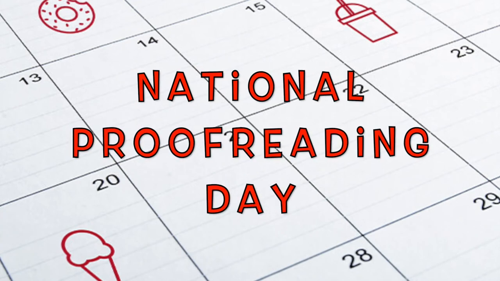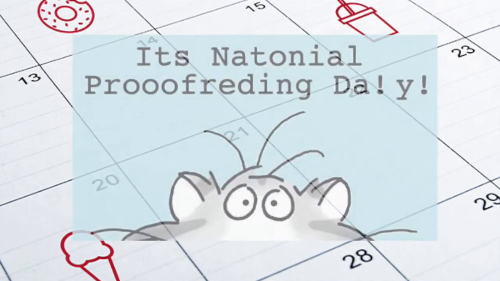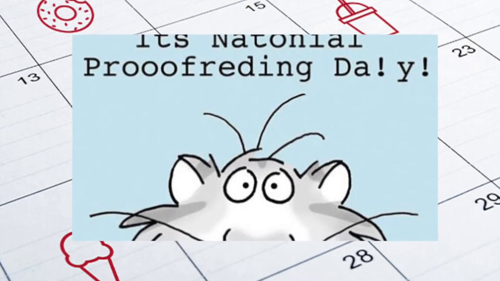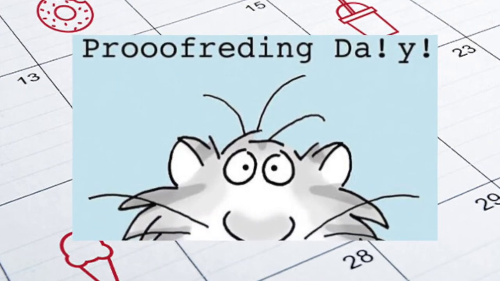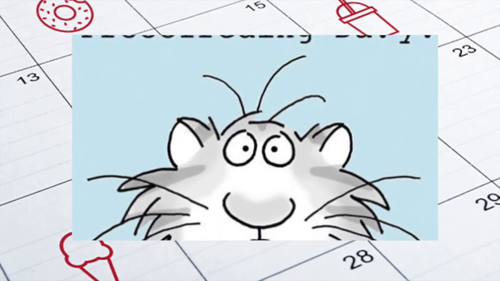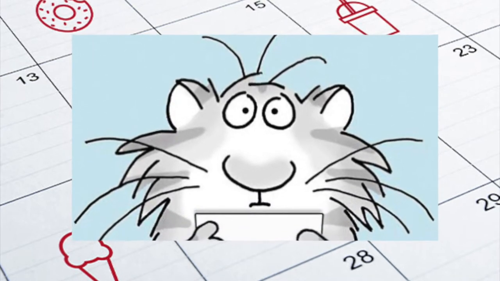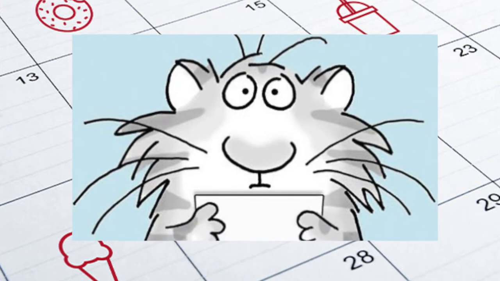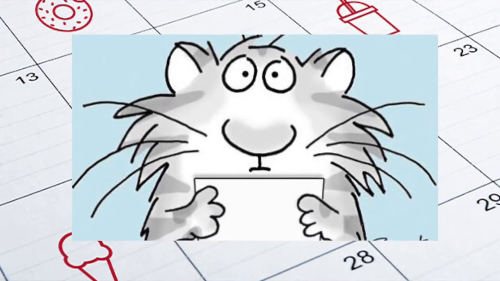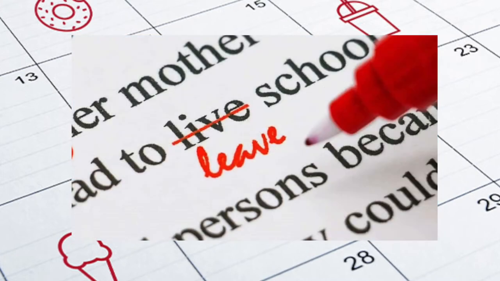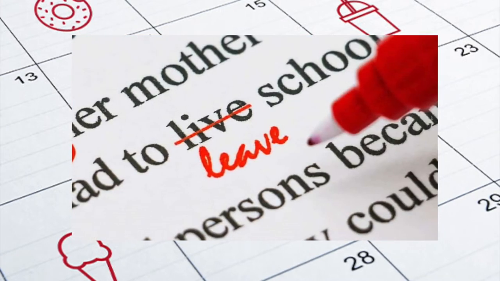Our last observance for today is National Proofreading Day. Every year on March 8th, National Proofreading Day highlights the importance of proofreading our written work. The day also allows those who enjoy proofreading to gently correct others. However, if invited to proofread others' work, constructive criticism is usually welcome. The day promotes mistake-free writing. Carefully review all your letters and documents to make a positive and professional impression.